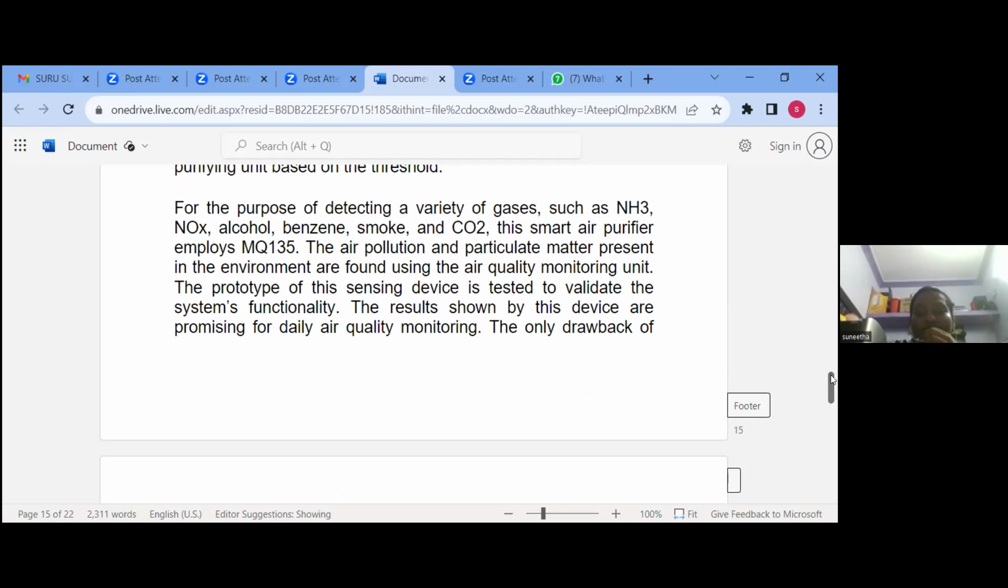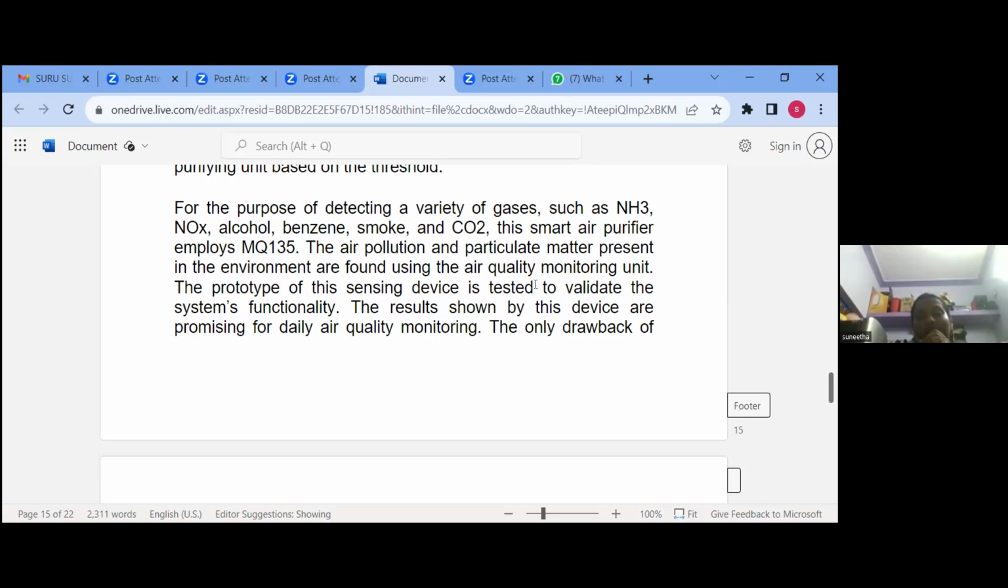For the purpose of detecting a variety of gases such as NH3, NO, alcohol, benzene, smoke, and CO2, this smart air purifier employs the MQ135. MQ135 is recommended because it can measure even small pollutants, down to micrometers, properly. The air pollution and particulate matter present in the environment are found using the air quality monitoring unit. The prototype of this sensing device is tested to validate the system's functionality. The results shown by this device are promising for daily air quality monitoring.